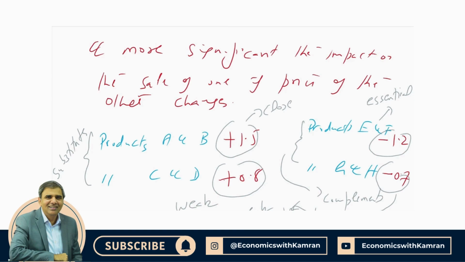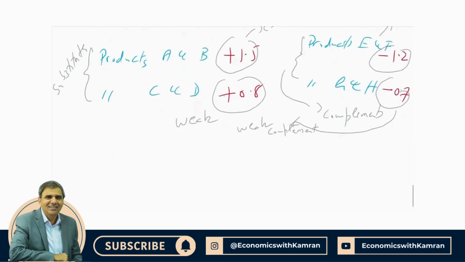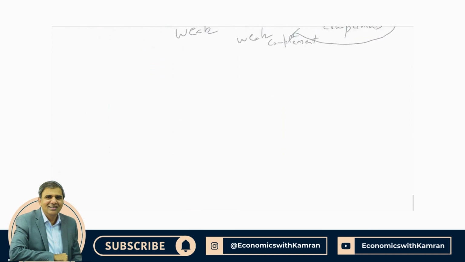So not only is cross elasticity of demand giving us the sign, and with the help of the sign we can determine the nature of the relationship. With the number we can also determine the intensity and the seriousness of that relationship, that is, how close a substitute is and how important a complementary good is.